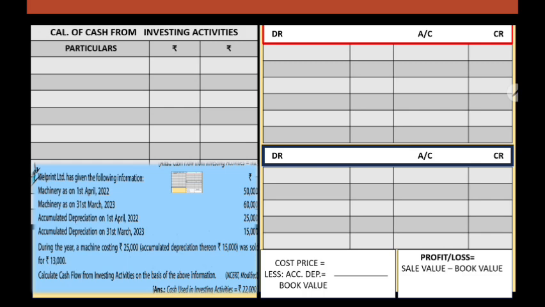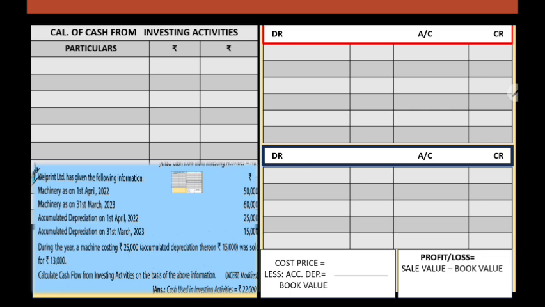You can check. Machinery Wellprint has given the following information. Machinery as on 1st April 2022 is 50,000. Machinery as on 31st March 2023 is 60,000. Accumulated depreciation on 1st April 2022 is 25,000. Accumulated depreciation on 31st March 2023 is 15,000. So opening and closing machinery value and accumulated depreciation are given, and additional information is also given. During the year machinery costing 25,000, accumulated depreciation thereon 15,000, was sold for 13,000.